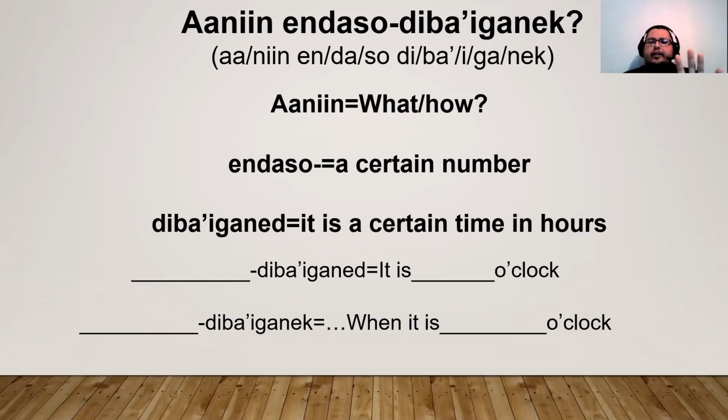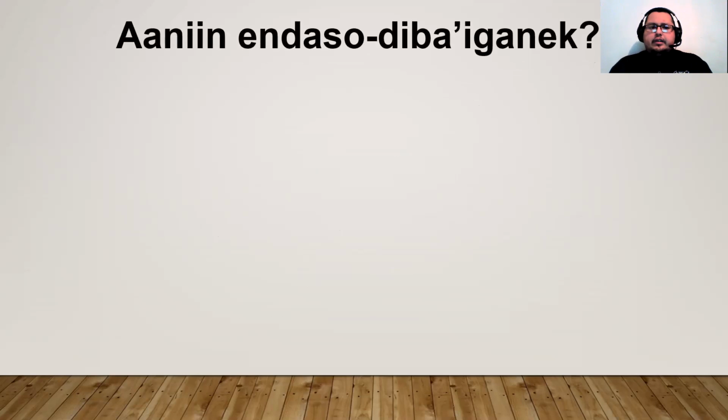Okay, so we're just going to give you how to say these two examples, and in our next lesson, number 27, we're going to get down to the minutes and how to tell time in the minutes in Ojibwe. But for today, we're going to learn how to talk about the hours of our clock here in Ojibwe. So, Anin endaso-diba'iganek, what time is it?